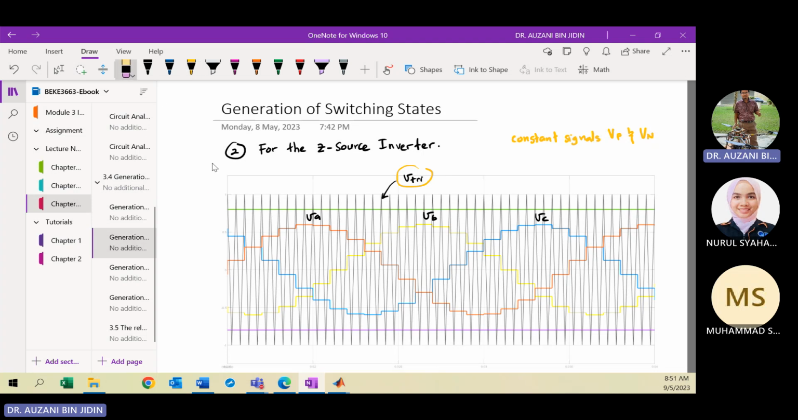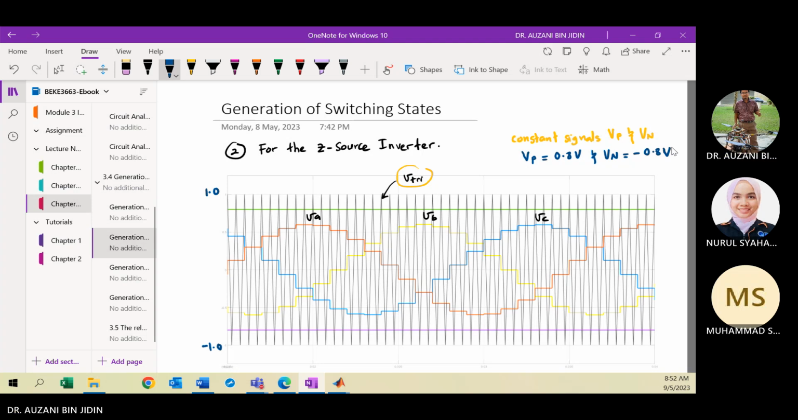For example, maybe I use blue color here. Your triangular varies between 1 and -1. So the peak of the triangular is 1 volt, and peak to peak is 2 volt. Your VP cannot be larger than 1. These two constant signals have the same magnitude but different sign. For example, you can set VP to 0.8 volt, and VN should be minus 0.8 volt. Same magnitude but different sign. VP cannot be larger than 1, and VN is negative.